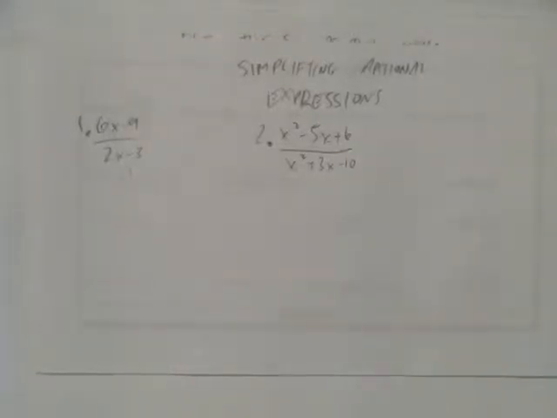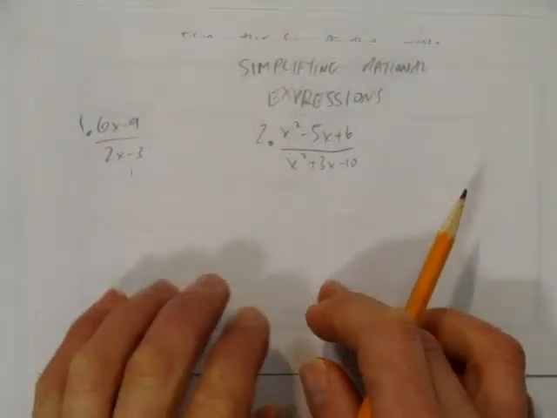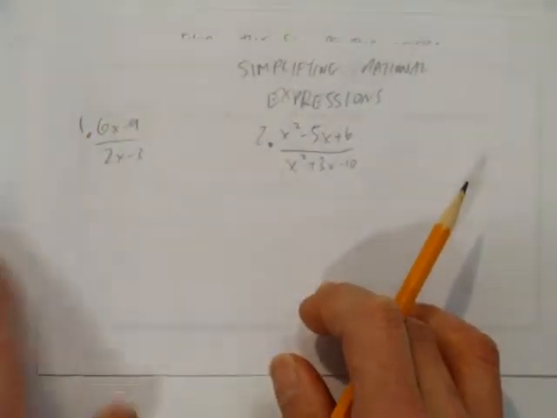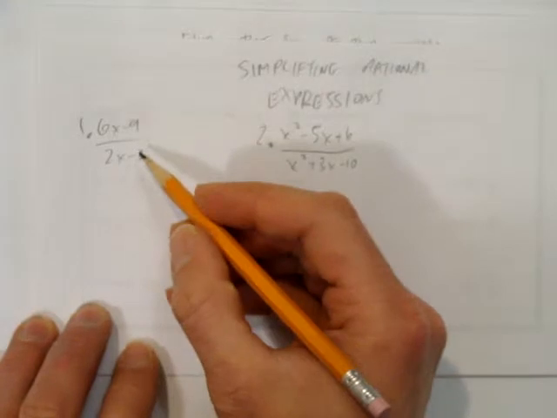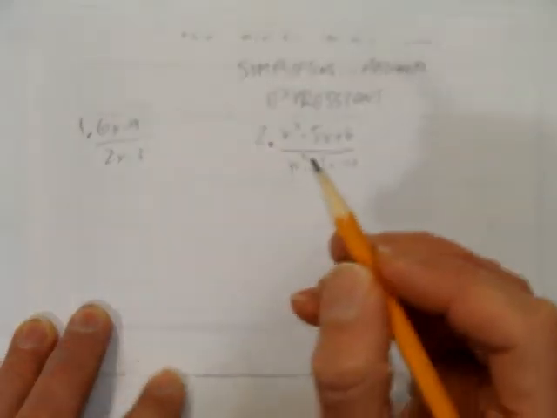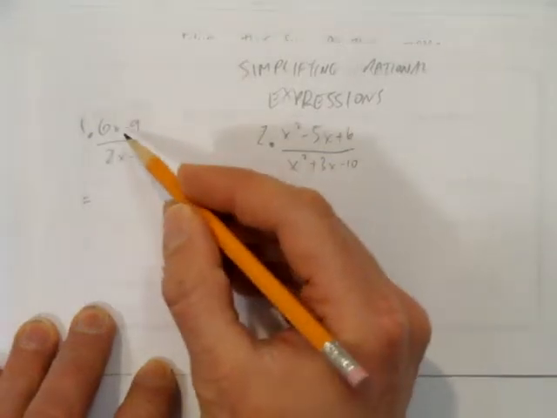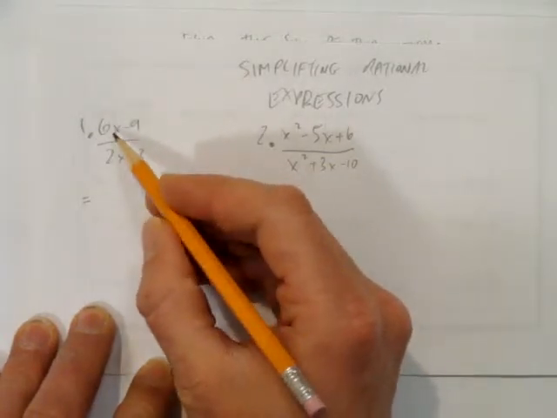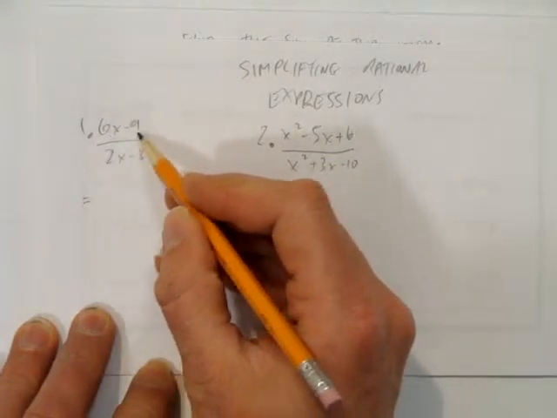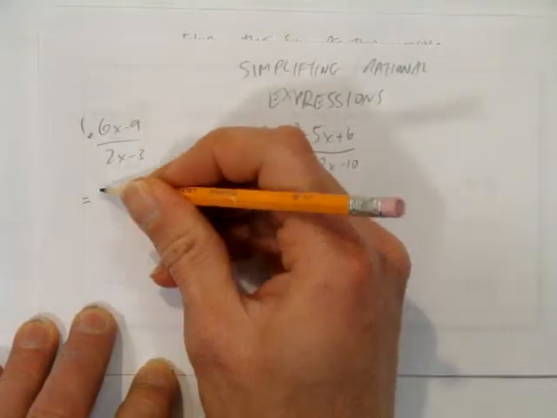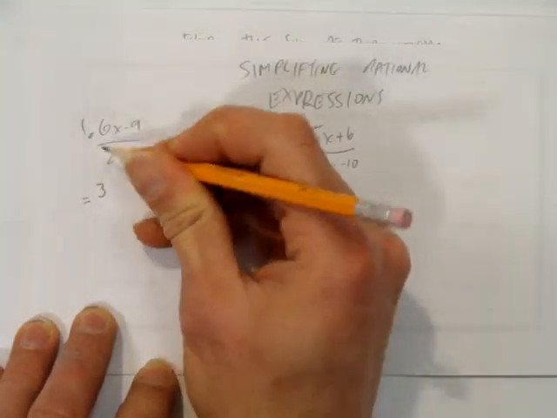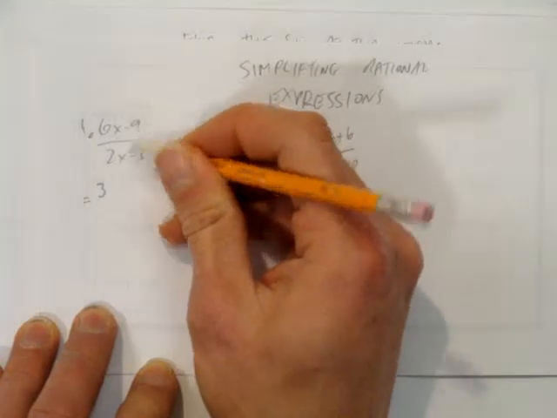This video will review simplifying rational expressions. In the first expression, we have 6x minus 9 divided by 2x minus 3. So the first thing we want to do when we simplify rational expressions is factor. And in the case of question 1 here, we can factor a common number from 6x and negative 9. In this case, we can pull out a 3, because 3 goes into 6 and 3 goes into 9.